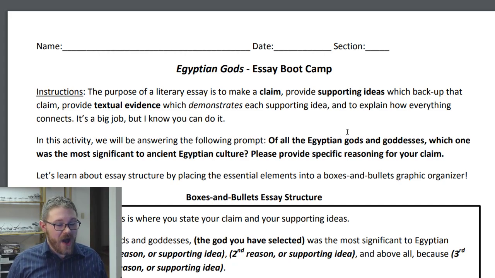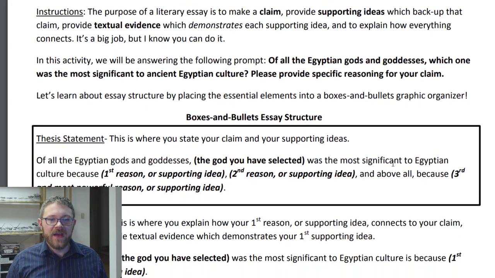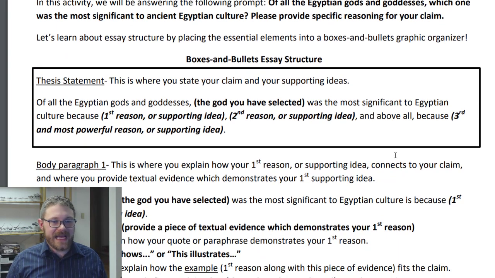The parts that we're going to talk about are the thesis statement at the beginning, body paragraphs, and the conclusion thesis statement. All right? So let's dive in. The focus for you guys in this activity is to answer this prompt: of all the Egyptian gods and goddesses, which one was the most significant to ancient Egyptian culture? And you're going to provide me reasons for your claim. All right? So in order to answer this question, you're going to have to come up with a claim, some supporting ideas, and some researched evidence.